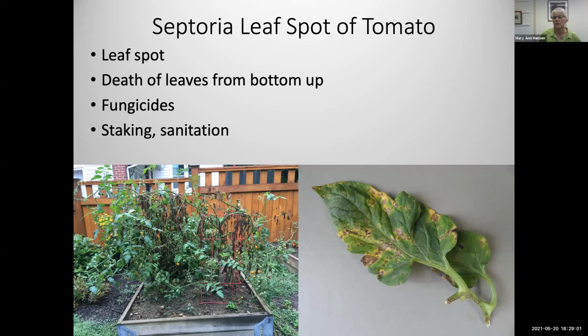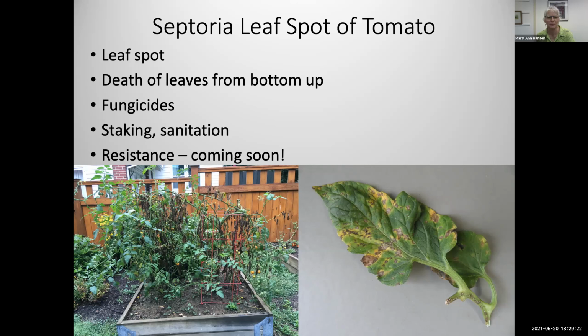Also sanitation. So this fungus can survive on the leaf debris. For a lot of these diseases, it's just good to clear out that leaf debris and not leave it there on the soil surface so that it can overwinter and infect your plants next year. But resistance, I'm happy to say, is sort of on its way.